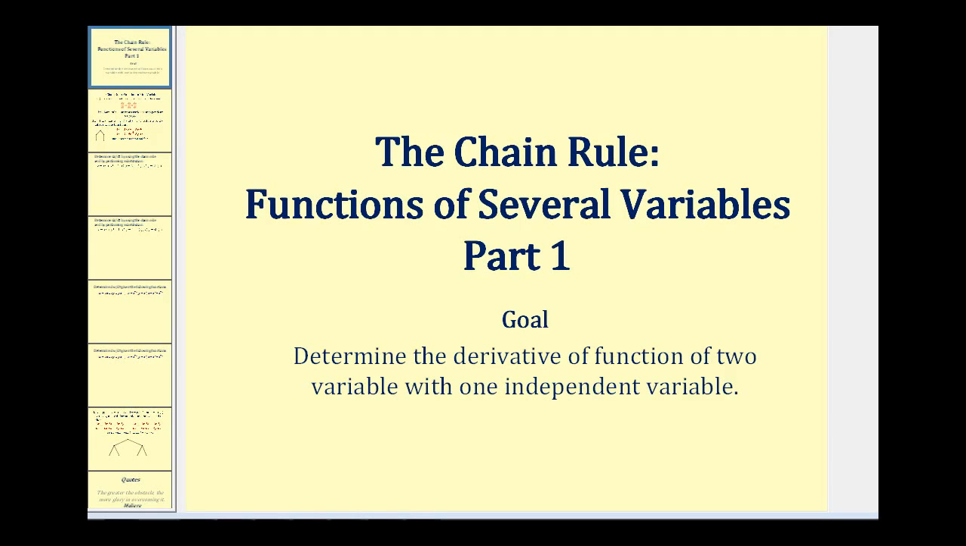Welcome to a lesson on the chain rule for functions of several variables. This is part 1, and this part will deal with functions of two variables where both x and y are defined in terms of one variable t. In part 2, we'll take a look at when x and y are defined in terms of two independent variables.